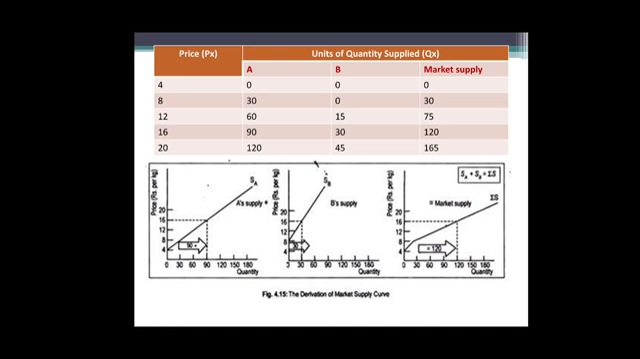However, as price rises to rupees 12 per unit of commodity X, producer A offers 60 units of commodity X and producer B offers 15 units of commodity X. Market supply is therefore 75 units of commodity X, that is 60 units by producer A and 15 units by producer B. So 60 plus 15 would be equal to 75. At each price, market supply is the sum of the quantities offered by producer A and producer B as shown in the table here.